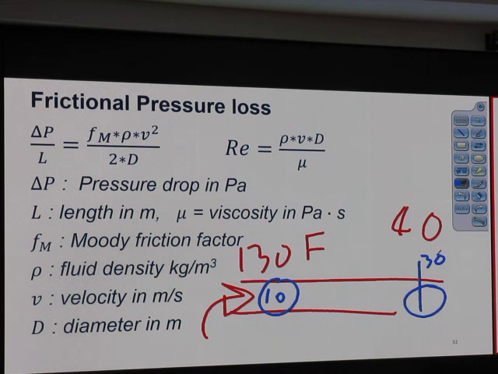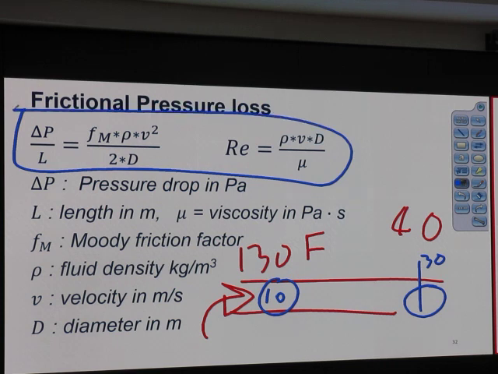So in that case, can we still use this equation to estimate the pressure drop? Can we? What's your name? Caesar. Can we still use it? So can we still use this equation when the viscosity keeps changing with distance? Maybe? Maybe not. What do we do? What do we do? Daniel, right? What do we do?